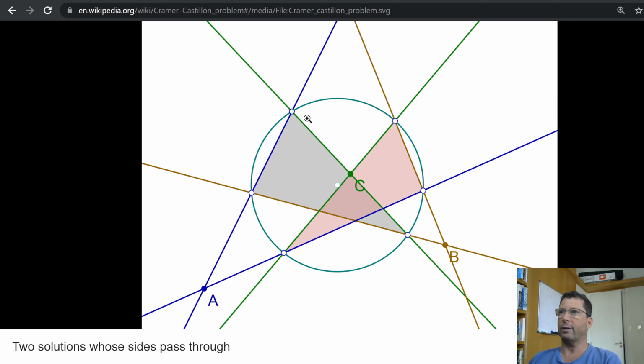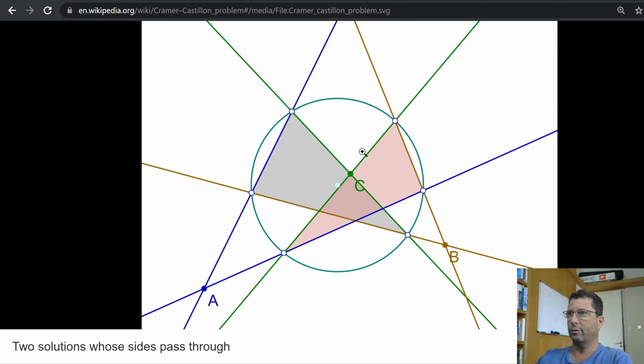Here's one triangle, this gray triangle. You can notice here that this side does pass through A, and this other brown side here does pass through B. And the third side passes through C, which in this case is internal to the circle, but it doesn't have to be. And here's a second triangle, and you always get these two solutions because this problem ends up being translated into the language of fractional linear transformations and matrix multiplication. In the end, you get a quadratic equation, and there are two solutions to this quadratic equation, and you get these two triangles.